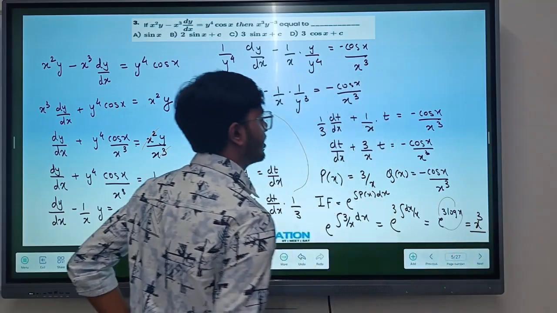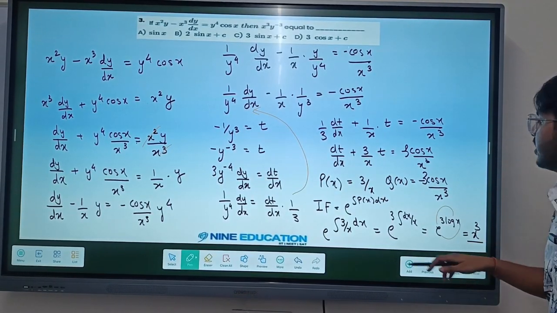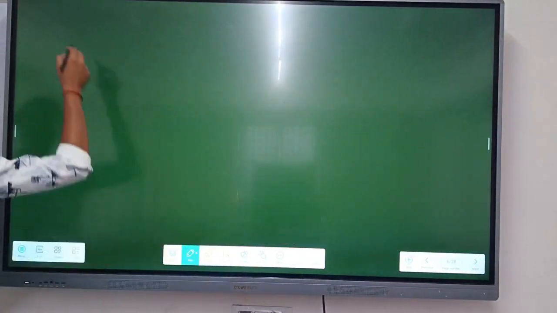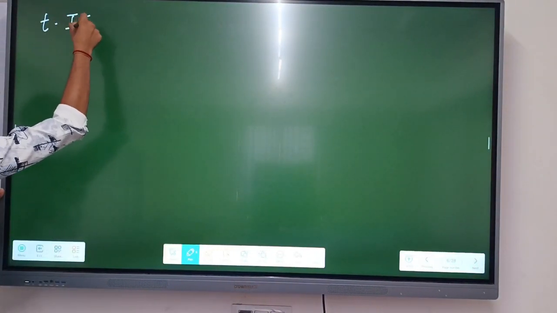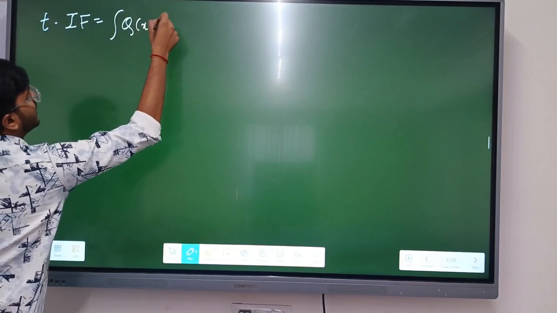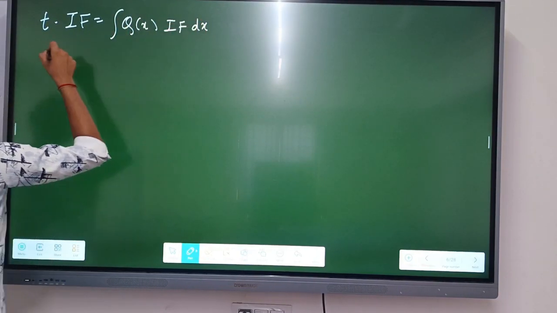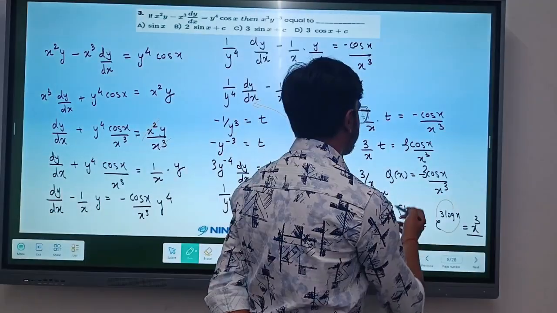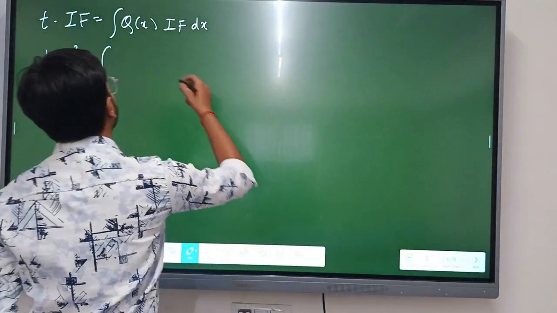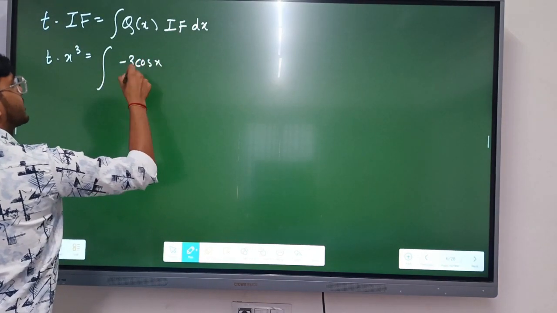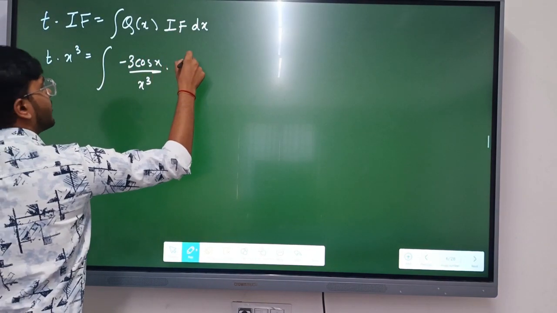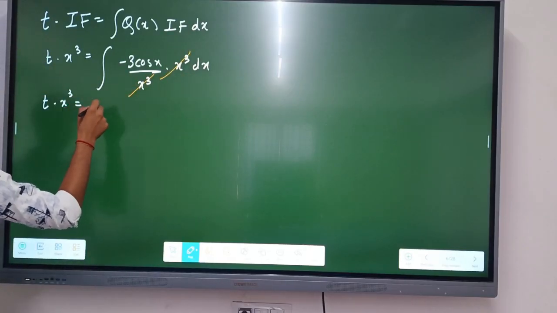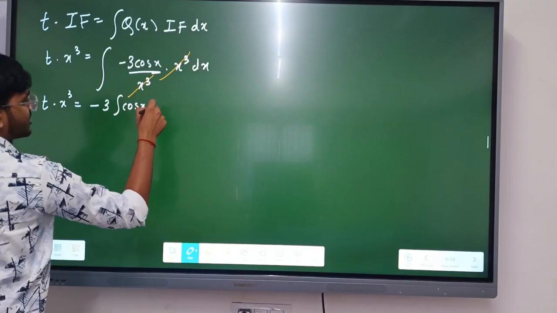X cube. So okay, I got the value of p of x, q of x, and the integrating factor value. Now what should I do? t into integrating factor for the solution equals integration of q of x into integrating factor dx. So t into x cube equal to, what was q of x? Q of x is minus 3 cos x by x cube, into integrating factor x cube dx. X cube cancels. So t into x cube is equal to minus 3 comes outside, cos x dx.